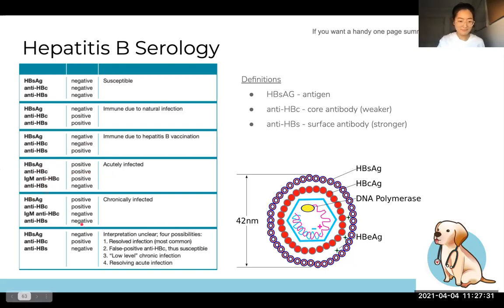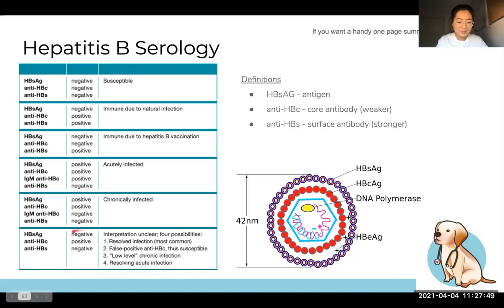Next one, so currently infected because you have the antigen. The core is positive. IgM is negative, which means it's not an acute issue anymore. It's a chronic issue, which is why this person is chronically infected. And here the surface antibody is also negative because they haven't overcome it yet.